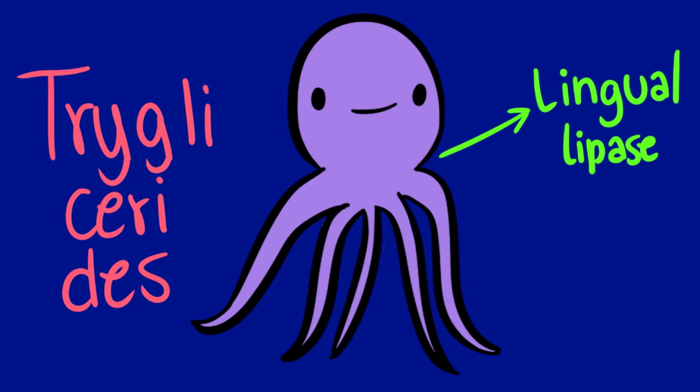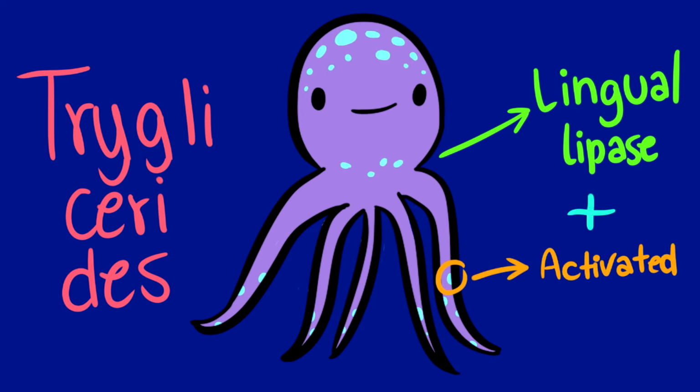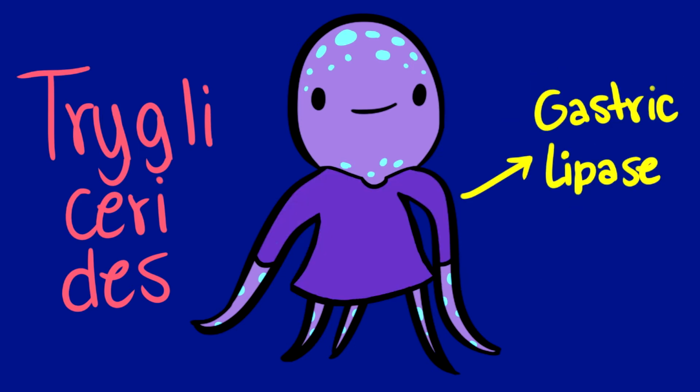Swimming a bit further, Octo is gonna get glowy blue spots due to the dark environment. That is gonna be representing the acidic stomach, which means that the lingual lipase is now gonna be activated. We also can't forget that deep in the ocean is really cold, so Octo is gonna get a coat, which is gonna represent the gastric lipase that's gonna be released by the stomach.